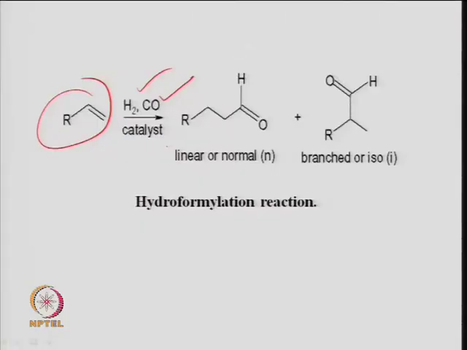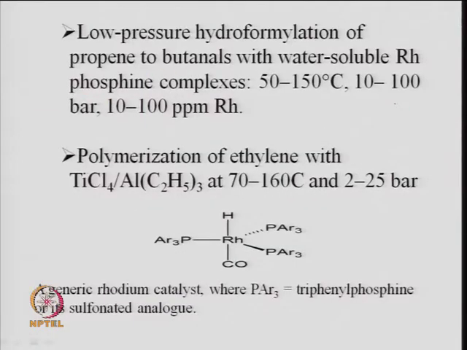So, this is a kind of reaction where any olefin reacts in the presence of hydrogen and carbon monoxide, in the presence of a liquid phase catalyst, and the process is basically known as the OXO process. So, here you have one linear or normal compound, an alkene and aldehyde, and another can be in the form of iso, say isobutane, or butanol alcohol compounds. It can be high pressure, it can be low pressure.